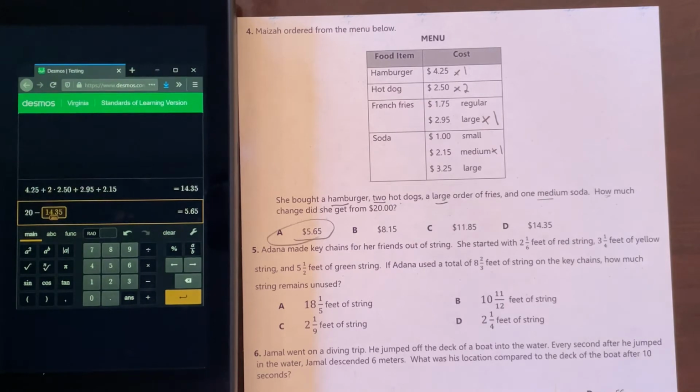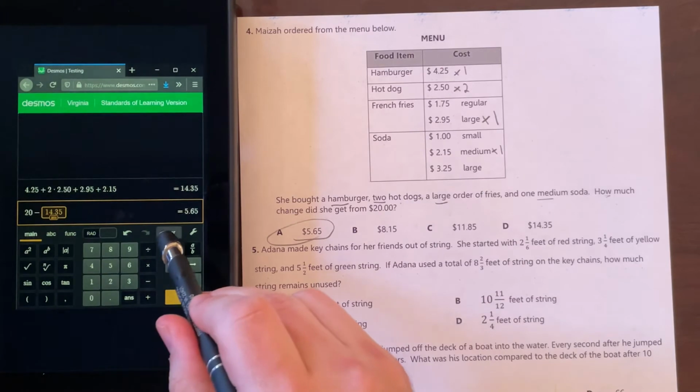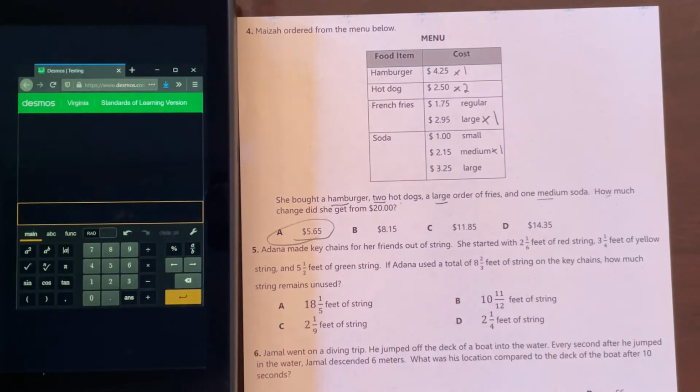For number 5, it says Adana made keychains for her friends out of string. She started with 2 1/6 feet of red string, 3 1/4 feet of yellow string, and 5 1/2 feet of green string. If Adana used a total of 8 2/3 feet of string on keychains, how much string remains unused?